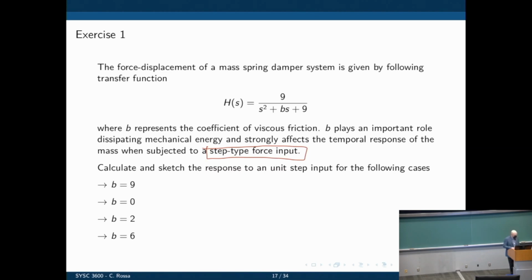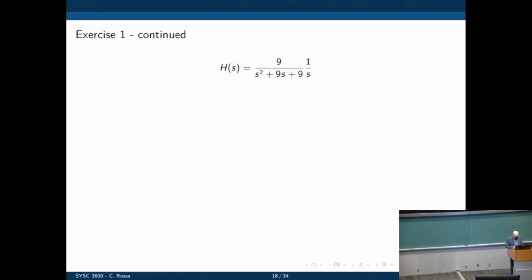So let's do that. So here is case number 1. B equals to 9. Notice here, this is the step input. Now you may say, oh, we ended up with a third order system. Well, not really. We have a second order system subjected to a step input. That's not a third order system.